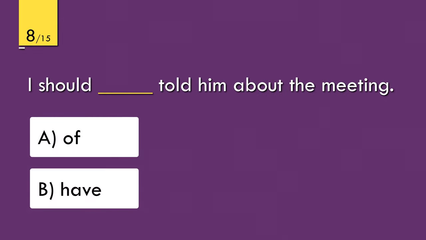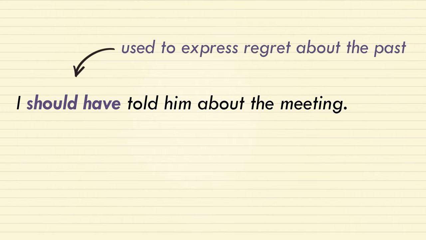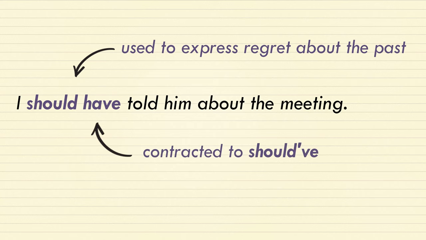8. Should have. I should have told him about the meeting. We use "should have" to express regret about the past. In informal speech, it is contracted to "should've." "Should've" sounds like "should of." However, "should of" doesn't exist and is grammatically incorrect.